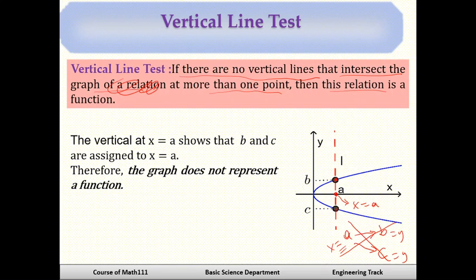So the test in itself, briefly, is this: make a vertical line, and if the intersection of the line with the graph is at 2 points, then you say it's not a function. So this is not a function.